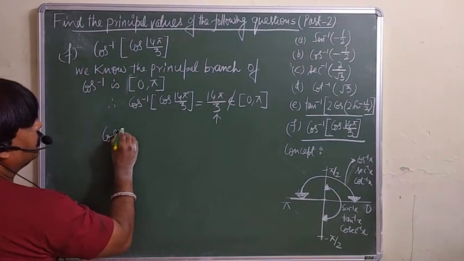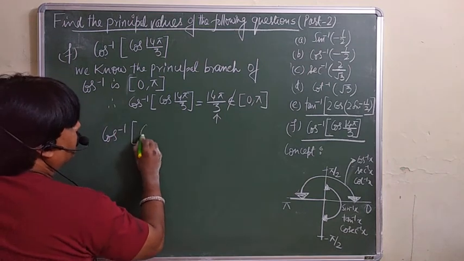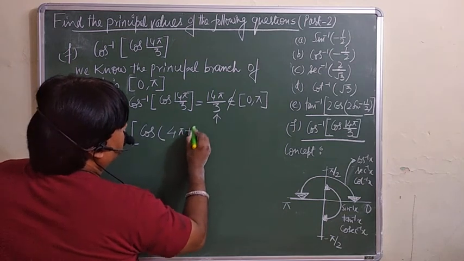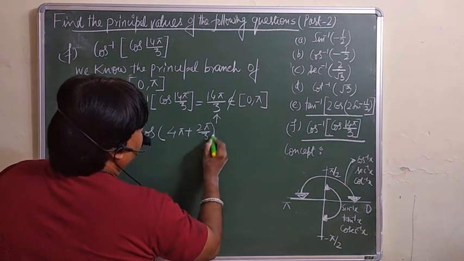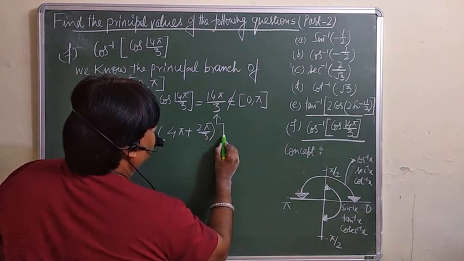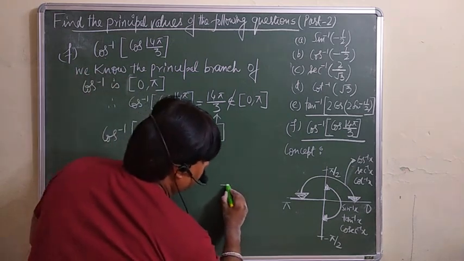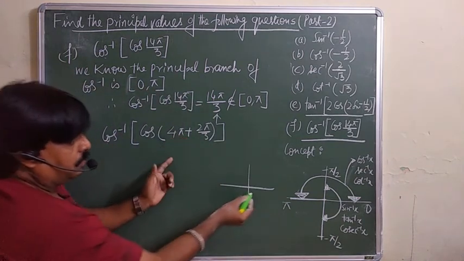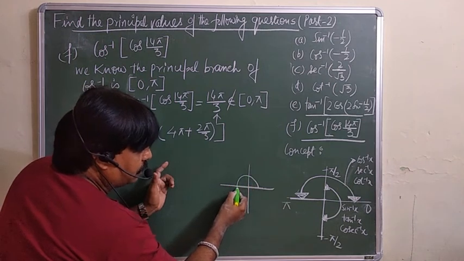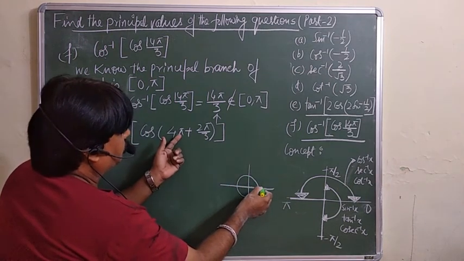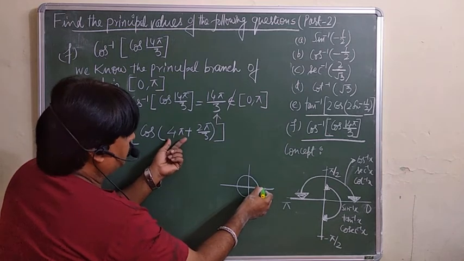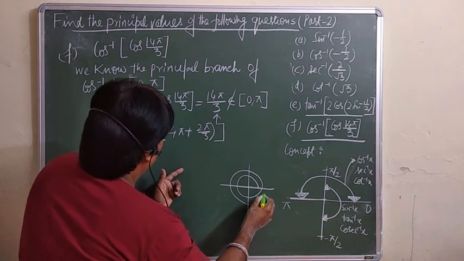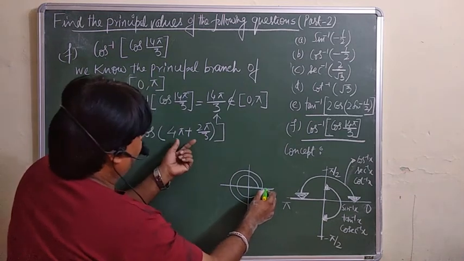So this can be written as cos inverse cos of 4 pi plus 2 pi by 3. See how you can write this. Look here now. 4 pi means one round is 360, and 4 into 180 is 720. So 2 rounds of 360 are completed here. Then again we are going to complete this part, so you are here. So plus we are doing.